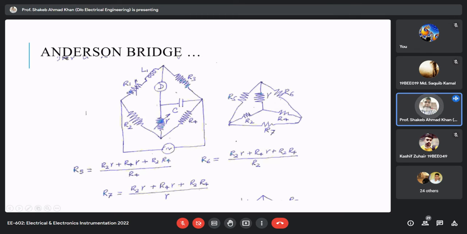So I want you to draw the transformed circuit. What will be the transformed circuit? I want an answer from you. After conversion, connect this delta here and then tell me: is there any simplification? What is the outcome? Whether it is simpler or more complex. Draw it, please.